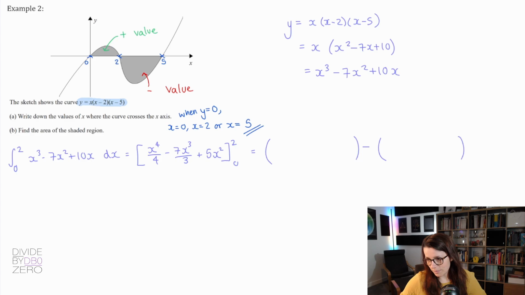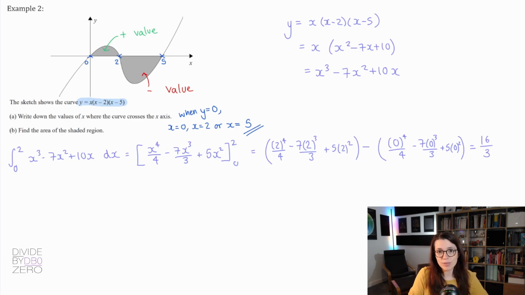Now evaluate the limits. So 2 to the power of 4 over 4, and so on. When you evaluate this, you get 16 over 3. And that's the positive value area, the area that's on top of the x-axis. So I'll just make a note up there that that's 16 over 3. Now for the negative value, that will happen when we integrate between the limits of 2 and 5.